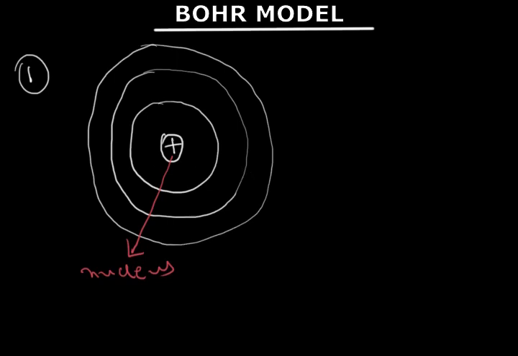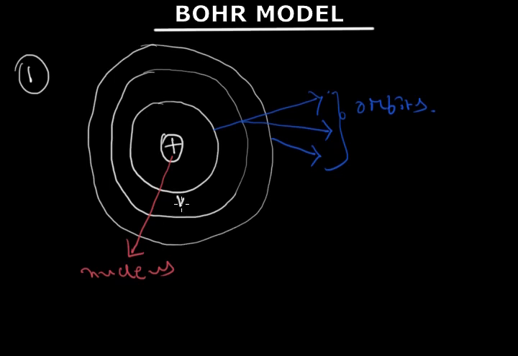And this path or that path or that path, these circular paths are called orbits. An electron cannot move in just any orbit. Only those fixed orbits are there where the electron can revolve.